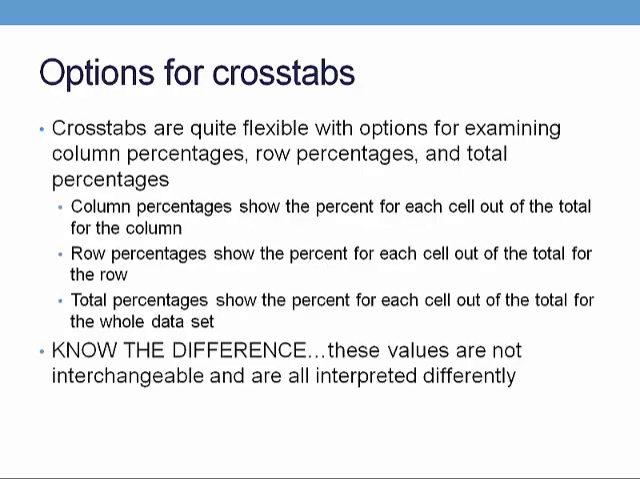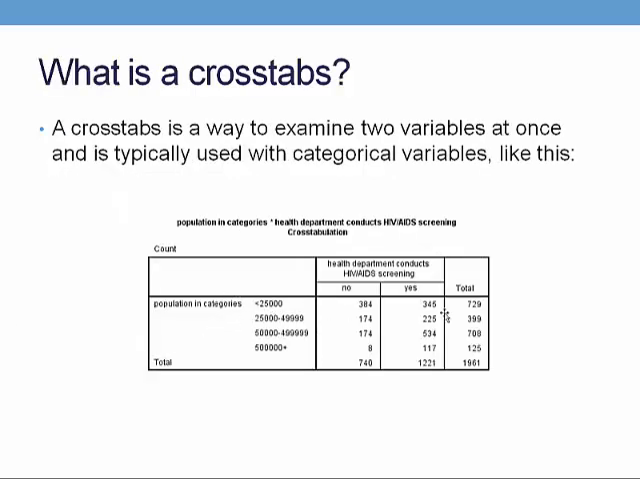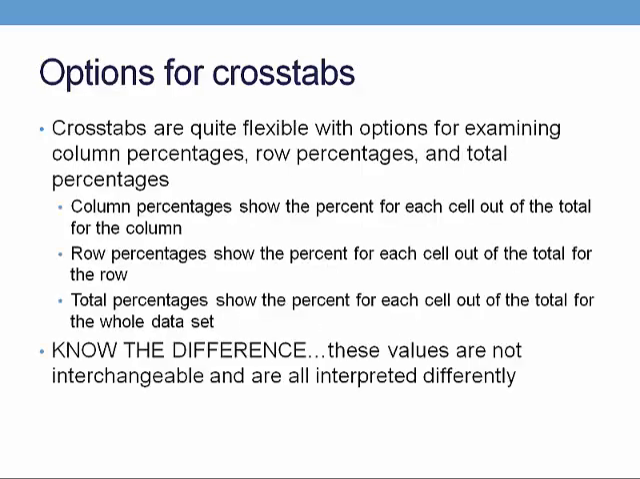So if we want to know the percent of each size health department that screens for HIV, we can look back at our table and see that health department size is in the rows. So here are the rows, and health department size is in the rows of the table. To get percent of each size health department for comparisons, we could add row percents to our crosstabs. So let's go ahead and try that.